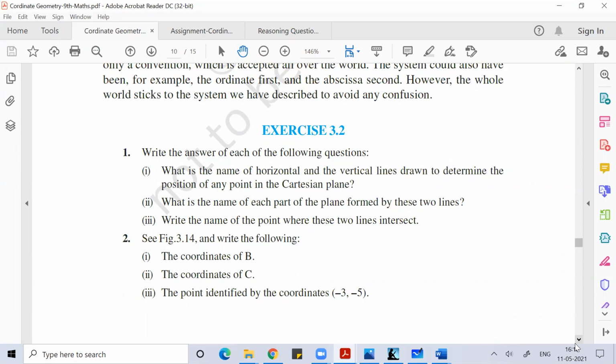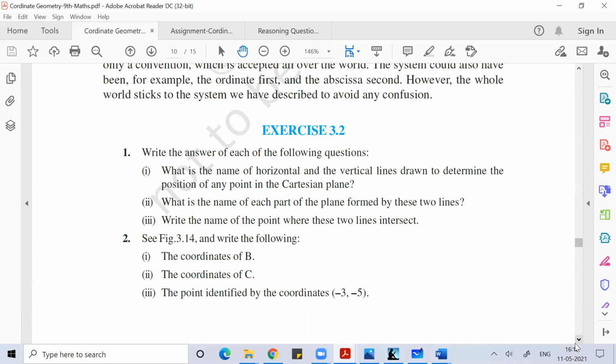Okay, so now exercise 3.2. Write the answer. Should I tell the answer? The first answer is X and Y axis. The second answer is quadrants. Correct. The third answer is the origin.